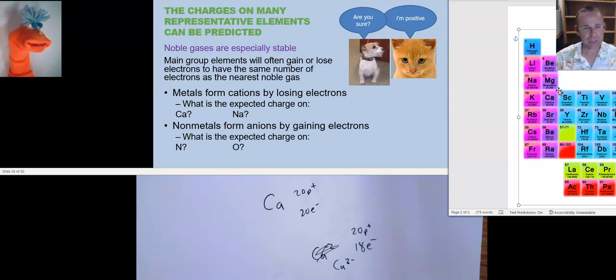All right, good stuff. So we can predict that calcium is going to have a +2 charge simply because of its location on the periodic table.